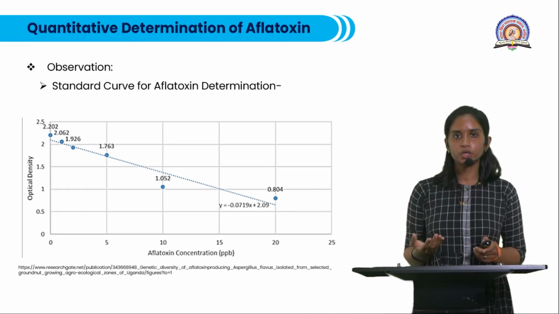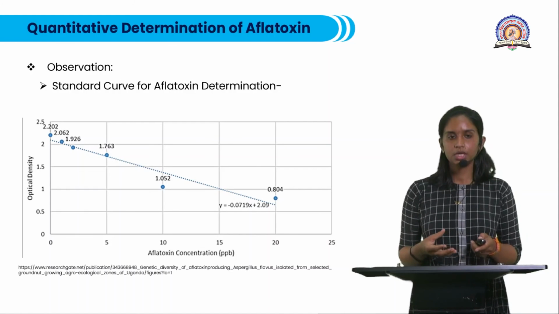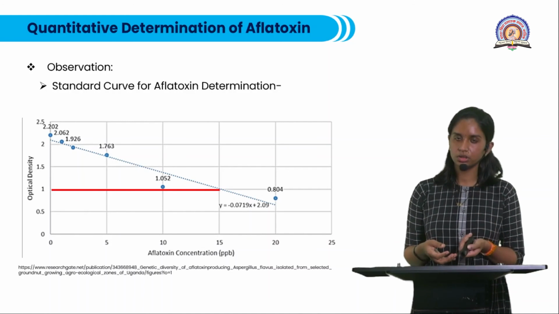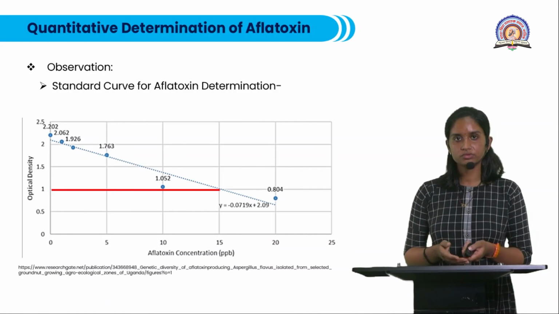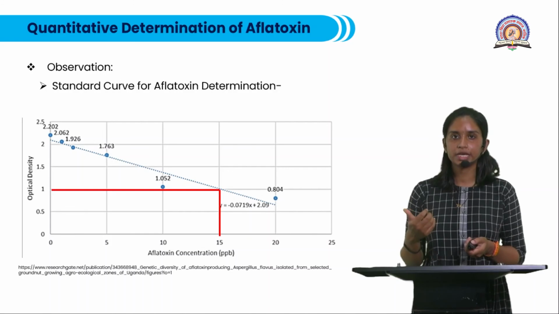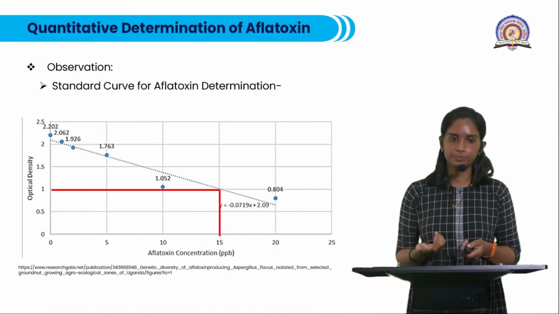Then what you will do is you will take the optical density of your unknown sample and then you will extrapolate it. For example, if optical density is 1, then likewise you are going to extrapolate, and if you extrapolate to the same point on the x-axis, then you will get the concentration of aflatoxin present in your sample.